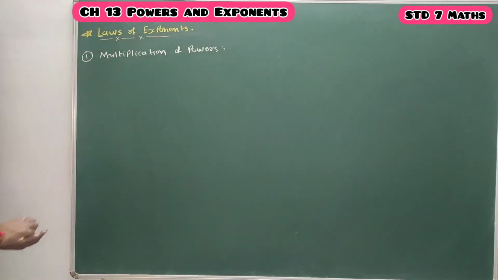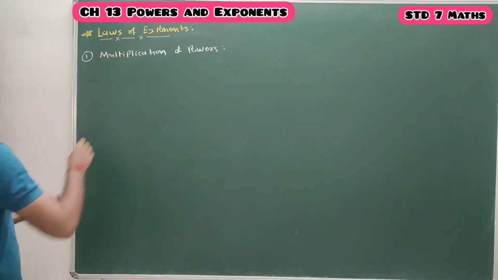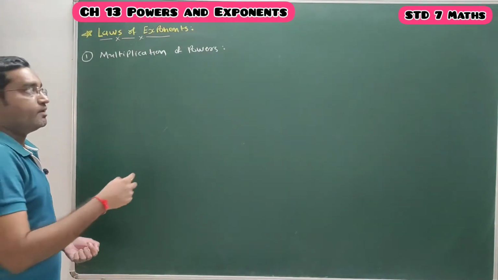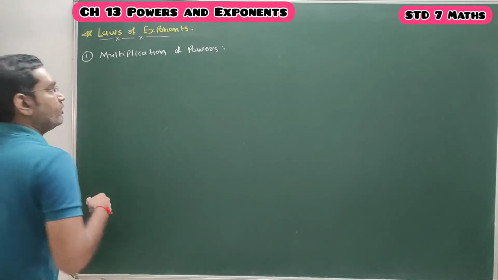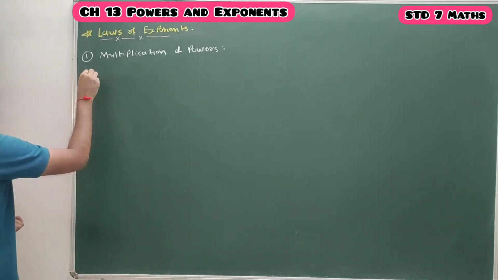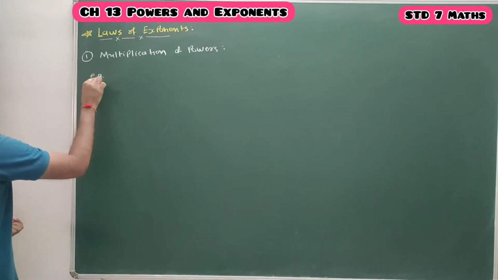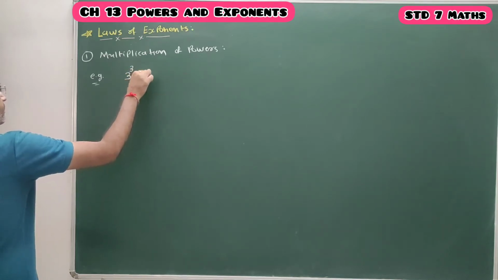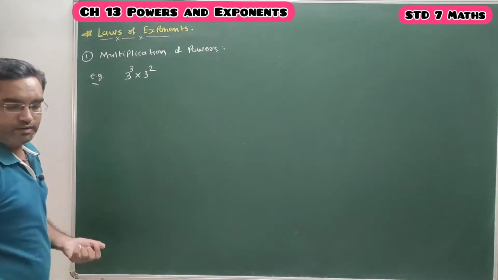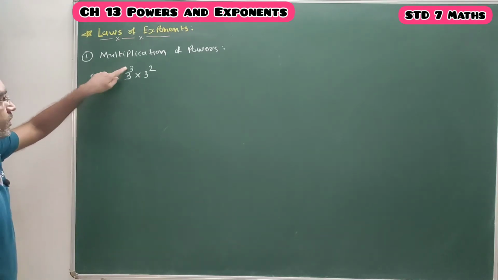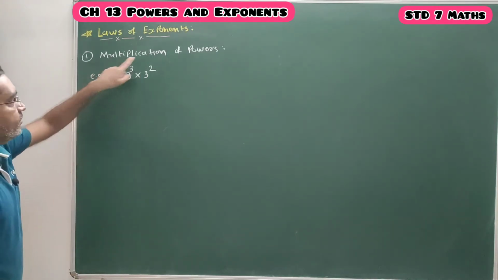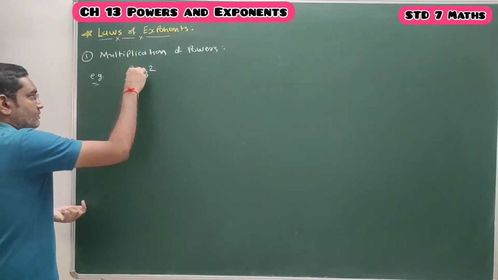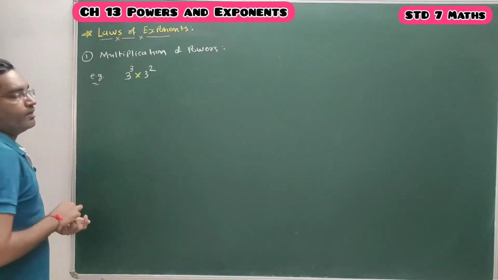So two powers are in multiplication. What is the meaning of multiplication of power? You have to perform multiplication. Power itself is repeated multiplication, but now you have to consider multiplication of powers. So for that, let us consider we are having two powers, for example 3 raised to 3 and 3 raised to 2. Which two powers are there? 3 cube and 3 square, with a multiplication sign between them.